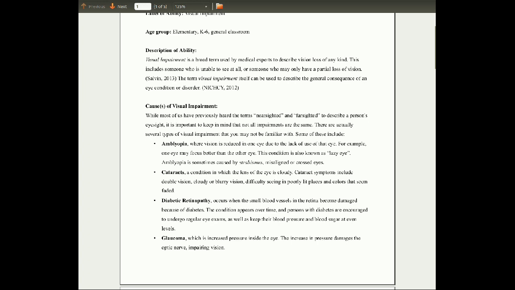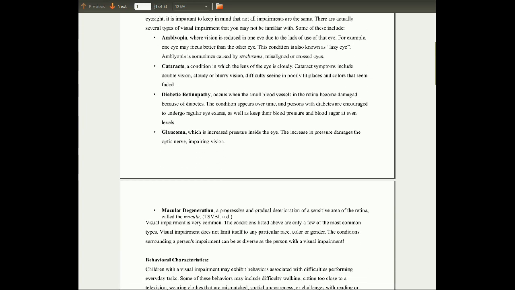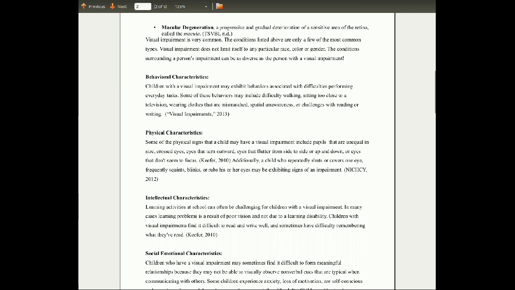Glaucoma, which is increased pressure inside the eye, can also cause visual impairment. The increase in pressure damages the optic nerve, which impairs vision. Another common condition that causes impairment would also be macular degeneration. It's a progressive and gradual deterioration of the sensitive part of the retina, which is called the macula.